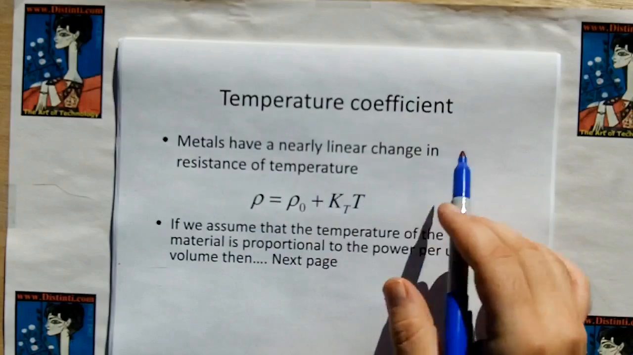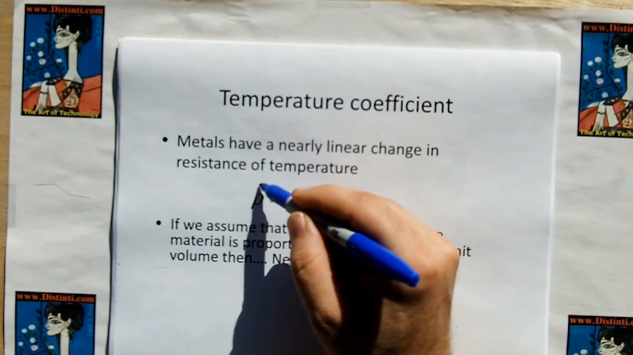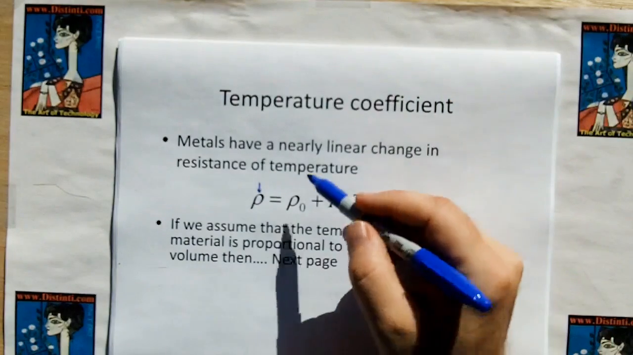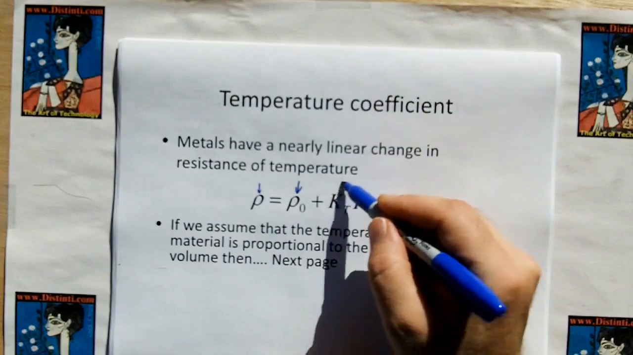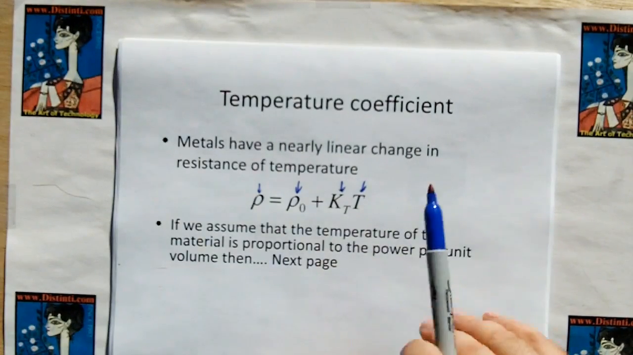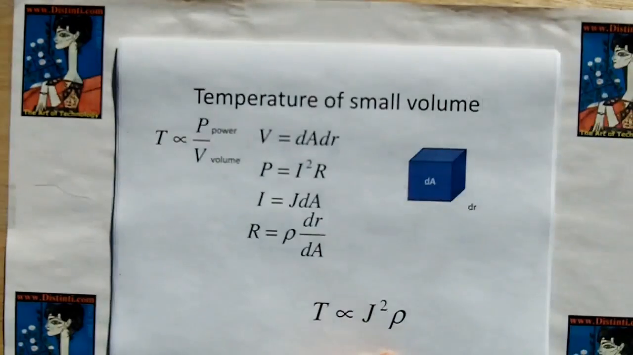So metals have a nearly linear change in resistance with temperature, so we're going to use the approximation that the resistance at any given little point in the metal is equal to some fundamental, initial value times a constant of temperature times temperature. Now, if we assume that the temperature of the material is proportional to the power per unit volume, that's how we can determine the temperature from the current.